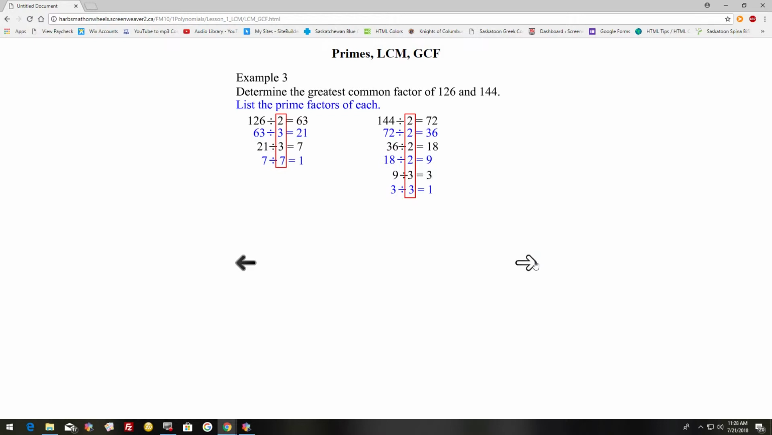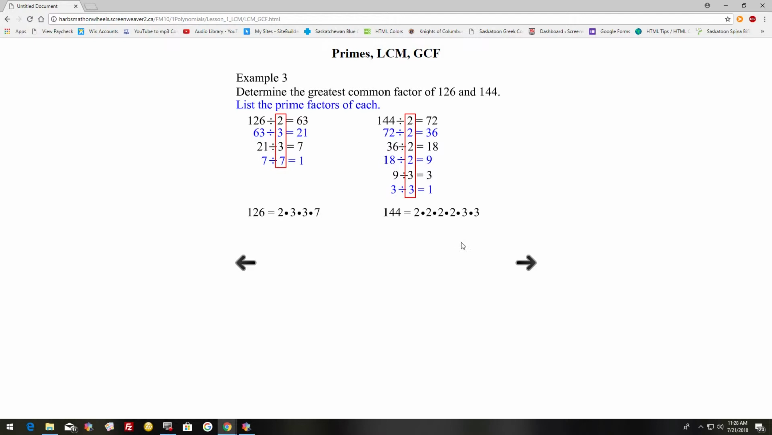We've already listed the prime factors of 126. They are 2, 3, 3, and 7. And the prime factors of 144 are 2, 2, 2, 2, 3, and 3. Write them horizontally as a product of primes. 126 equals 2 times 3 times 3 times 7. 144 equals 2 times 2 times 2 times 2 times 3 times 3.